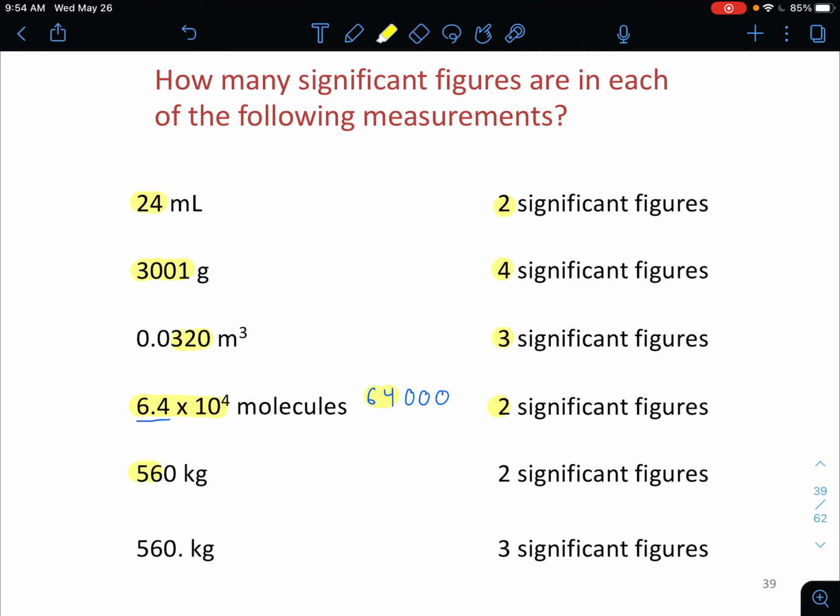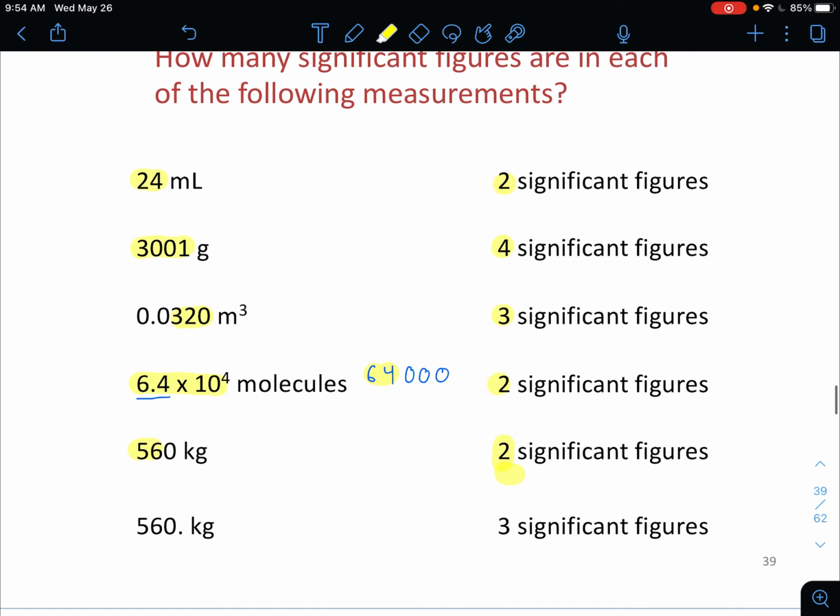560, no dot, the 5 and the 6 count, so those are my two significant figures. 560 dot, all three of them count. And then just to compare to what we did before, right? 560.0, that would be 4 significant figures. All right.